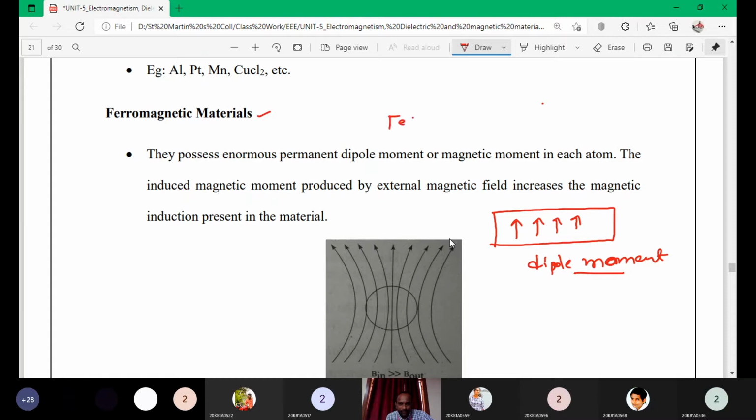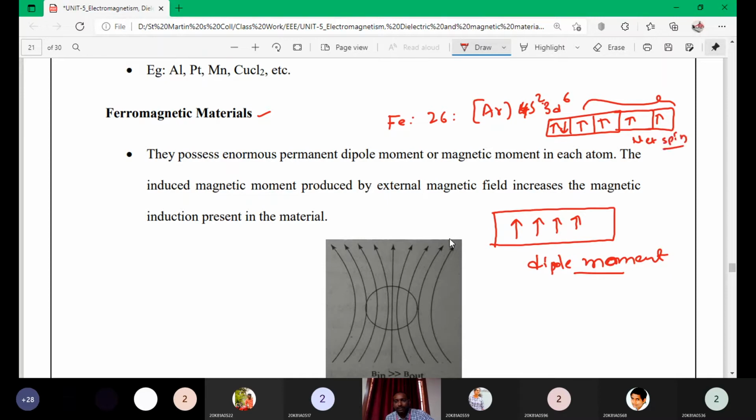Ferrous, this is iron, atomic number 26. If you write the configuration, argon 4s2 3d6. In the d orbital we can fill 5 electrons, one in each orbital, and the one more you add here. So the d shell is partially filled. That means these show a high magnetic field because the net spin is very high. The net dipole moment, or net spin moment, is very high, and because of this we have a strong magnetic field.